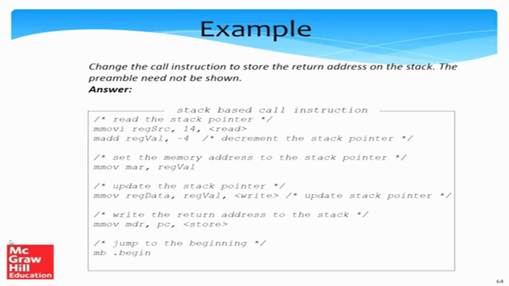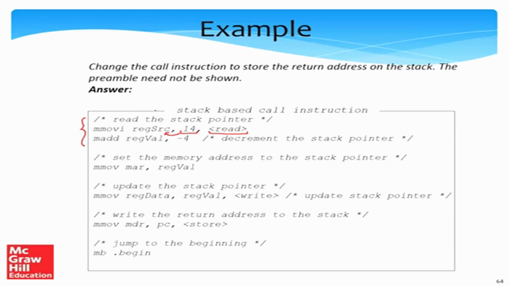The first thing that we need to do is read the value of the current stack pointer. Then we need to decrement the stack pointer and store the return address there, and we need to return. So let's read the stack pointer first. We move the ID of the stack pointer register, register 14, into the micro register reg source, and simultaneously we issue a read command.